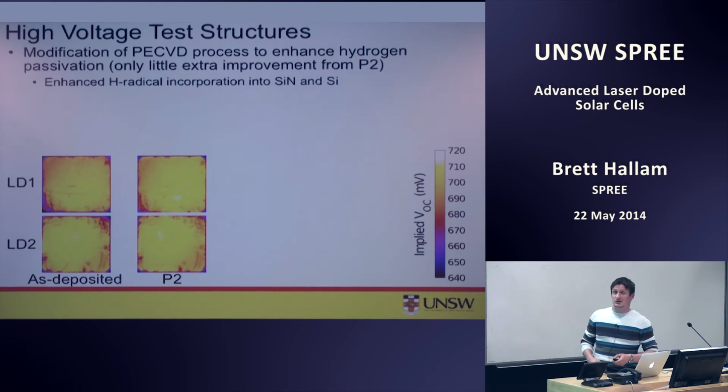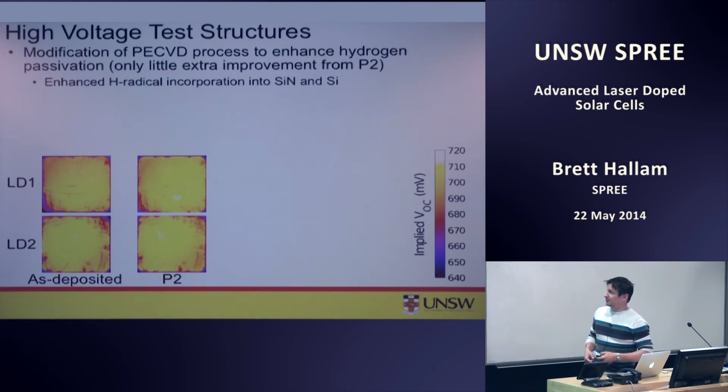Now, if we're starting to look at higher voltage test structures or more efficient solar cells that have higher VOCs, we would expect that the effects of the laser induced defects will be more important and could have further limitations on the performance of these solar cells.